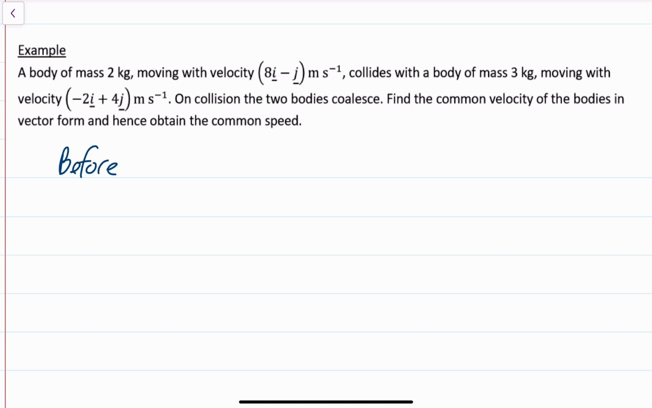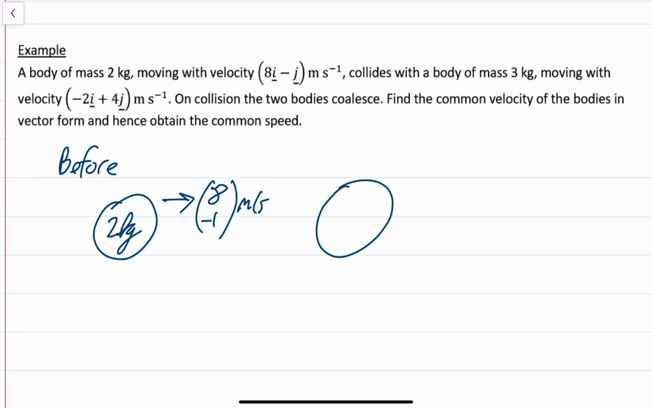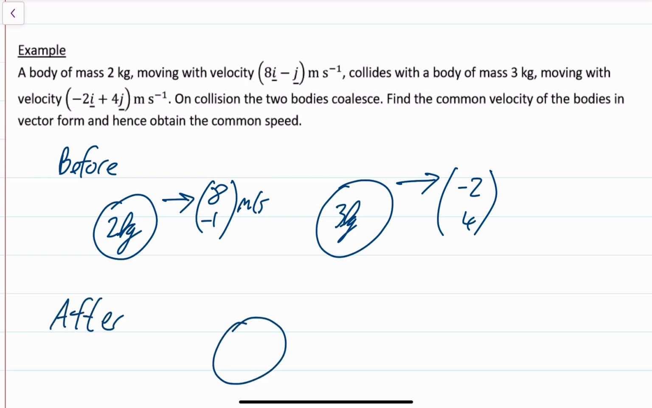So before, you've got your 2 kilograms. Don't worry that they've got vectors going on here. This one's moving with velocity 8, minus 1, written as a column vector, meters per second. It hits this body, which has a mass of 3 kilograms, moving with a velocity of minus 2, 4. Clearly my arrows aren't going in the right direction, doesn't matter. And then after, you've got the two bodies together, 2 kilograms and 3 kilograms, moving with some velocity V, in vector form, and that's what we're trying to find.